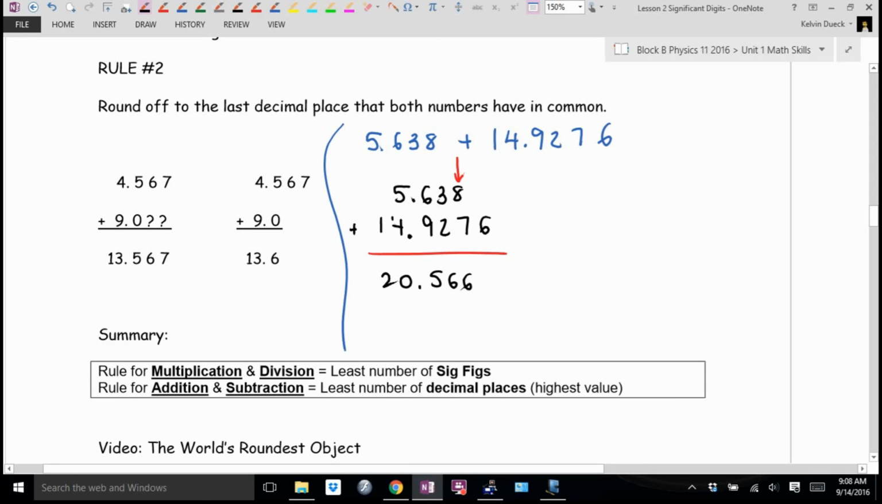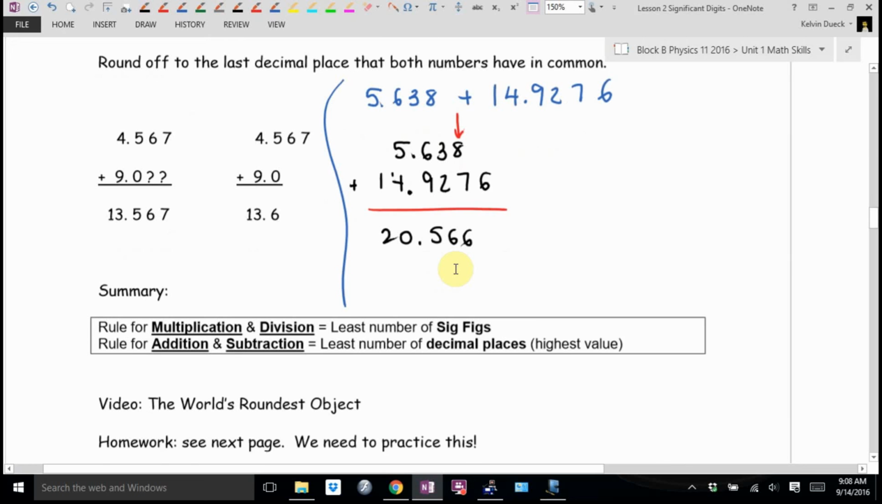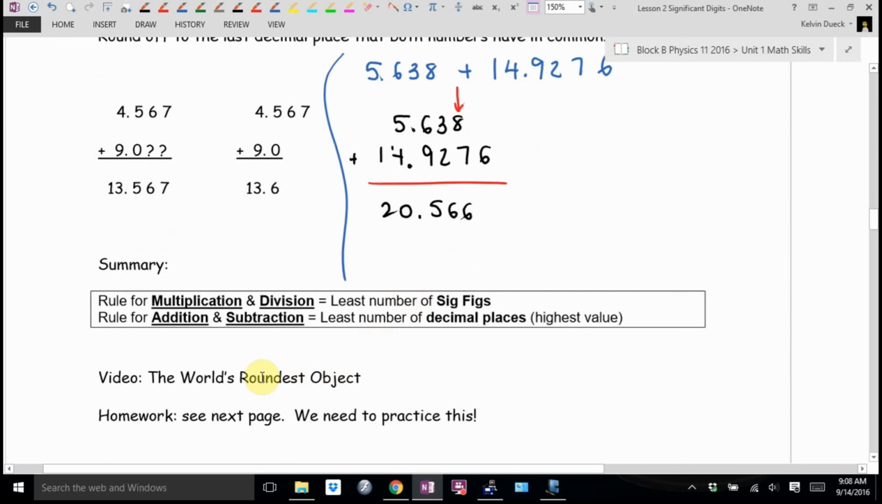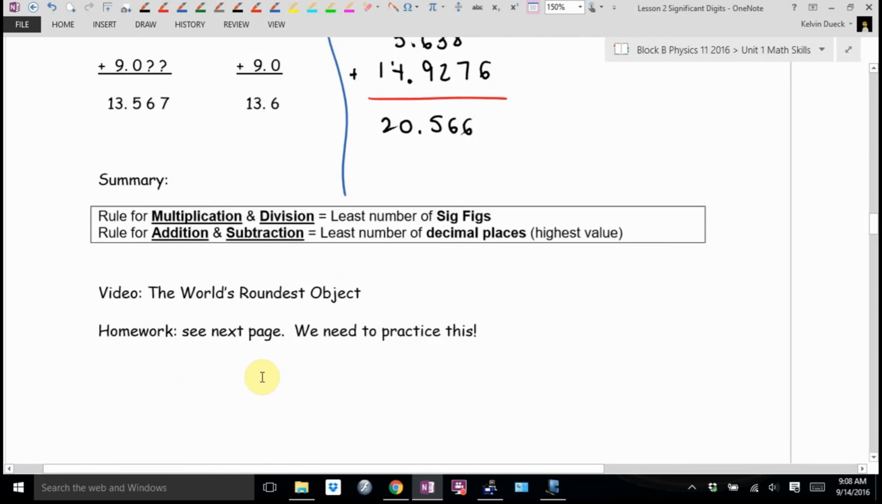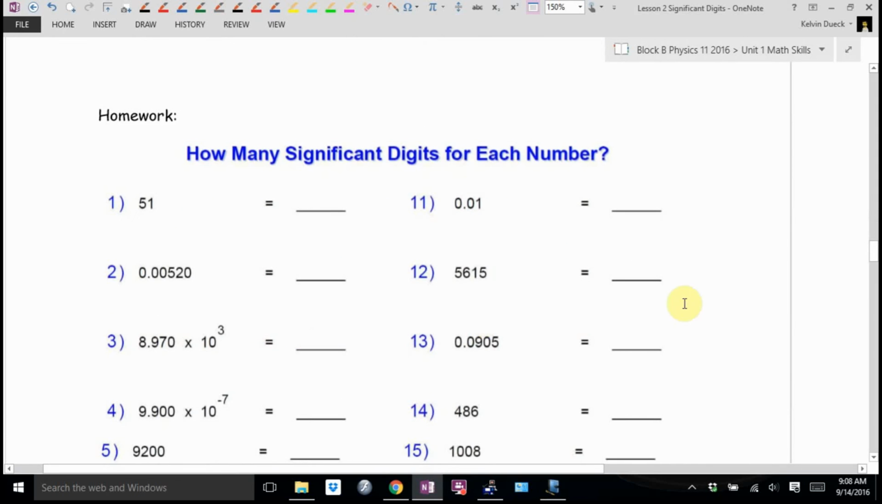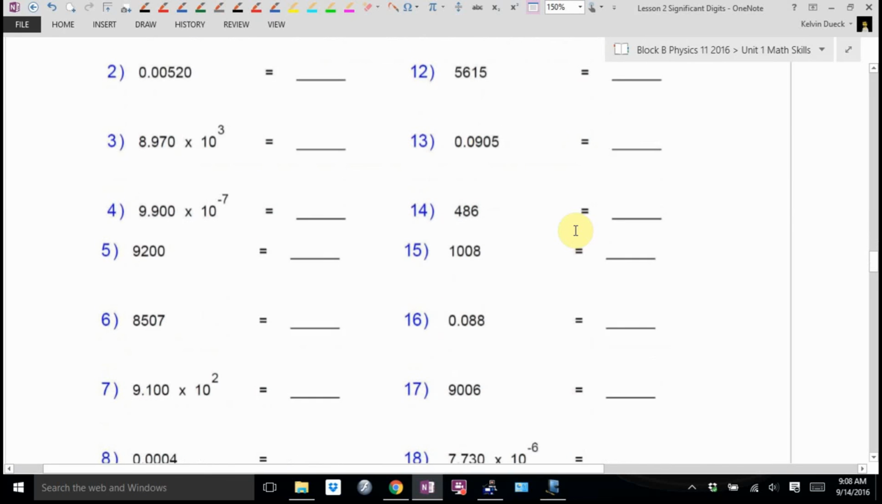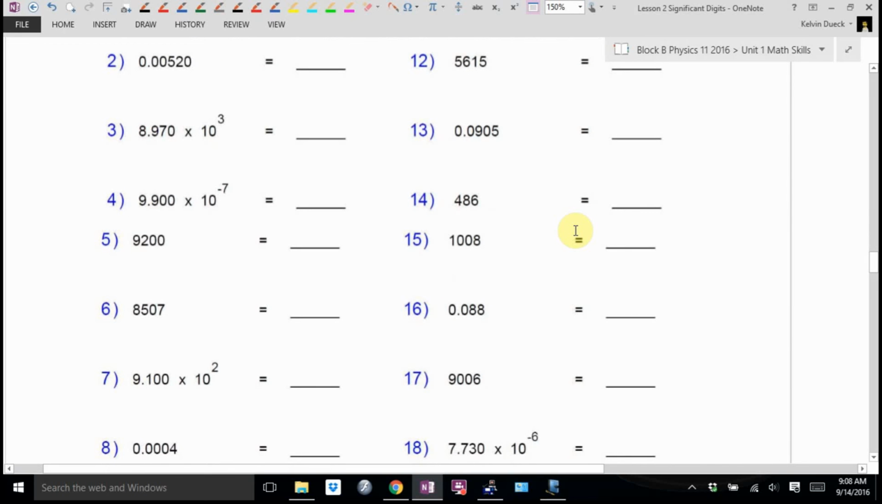Okay. We need to practice this. Video, world's roundest object, I already showed you that one. I'm going to show you something else in just a second. But for your homework, first of all, how many sig figs in each number? What's really nice about scientific notation is it makes it really easy to tell how many sig figs there are.